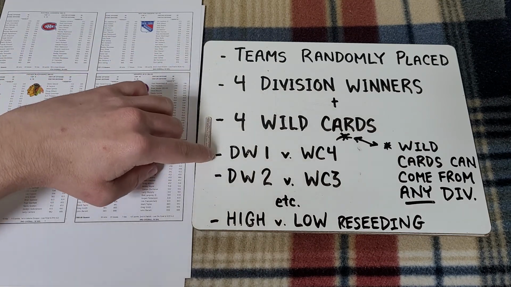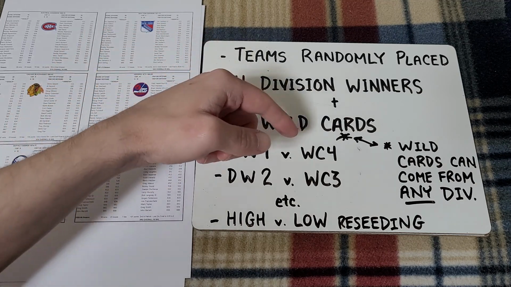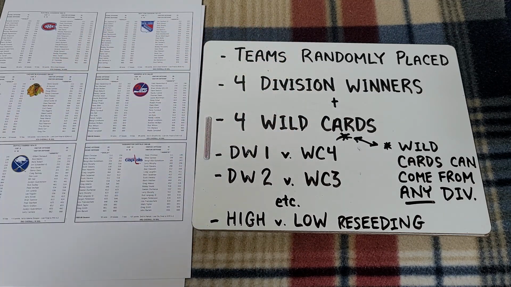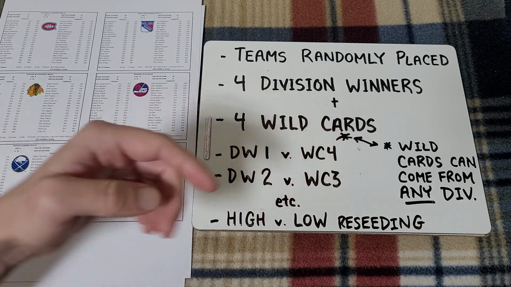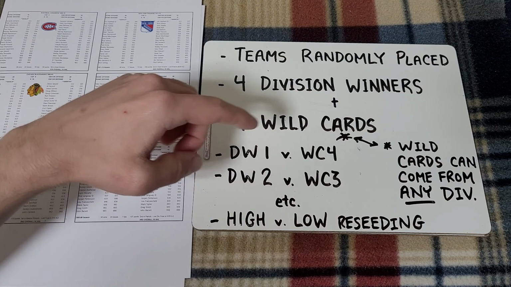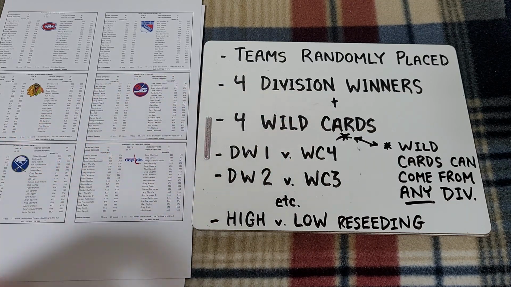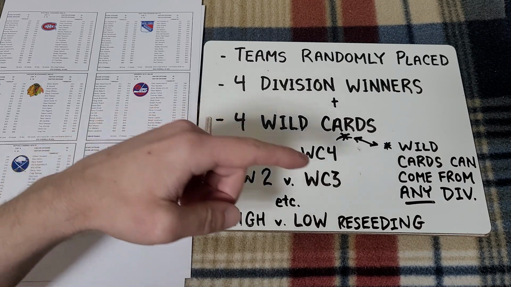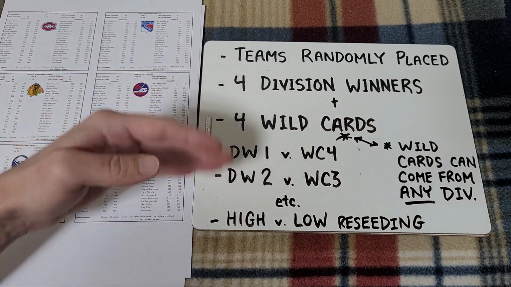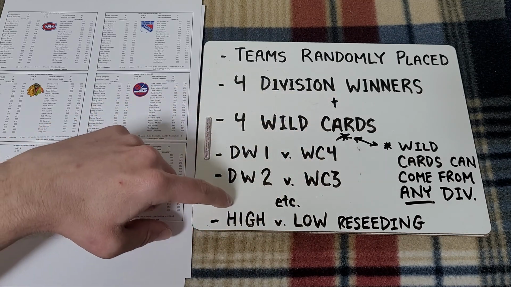The way that the playoff breakdown will work in the quarterfinal, DW1 stands for division winner 1, and then WC4 is wild card 4. And then it goes 2, 3, and obviously, by 1, I mean the division winner with the highest number of points will be up against the wild card team with the fewest amount of points. And then same thing, second highest and second lowest and so on until you get to 3 and 4. I figured that was pretty self-explanatory after that.